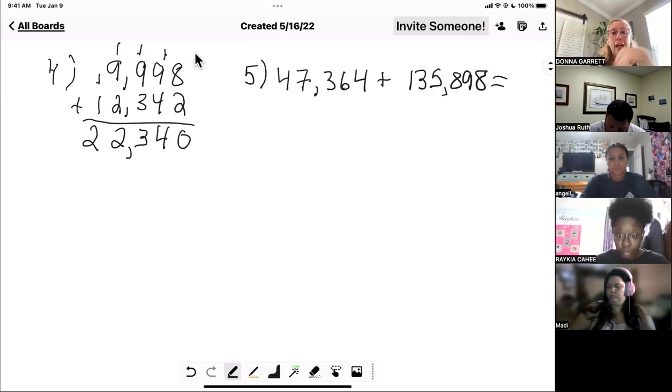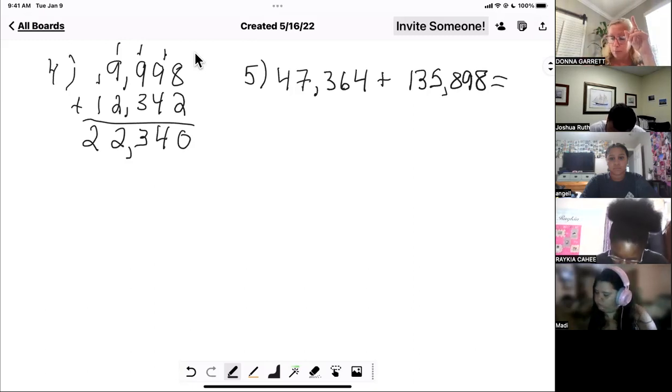Some people are really good about adding across, and they can add 8 plus 4 and go on from there. I am not that person. I need to have it up and down. So if you are someone who can add across, feel free. I'm gonna rewrite it like number 4, the ones we were doing before, because I can't.